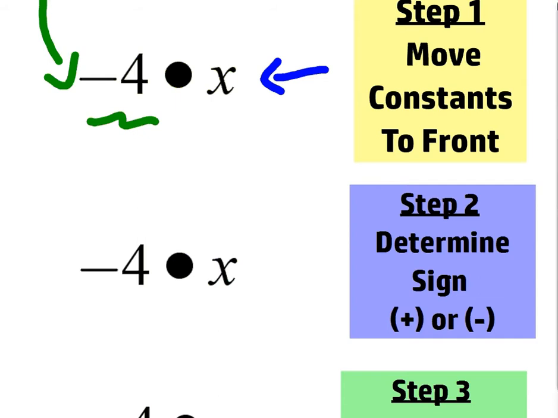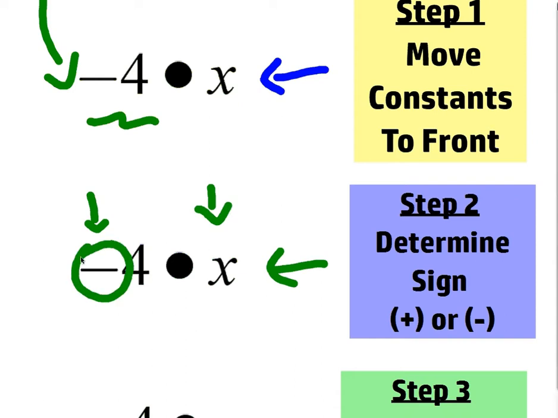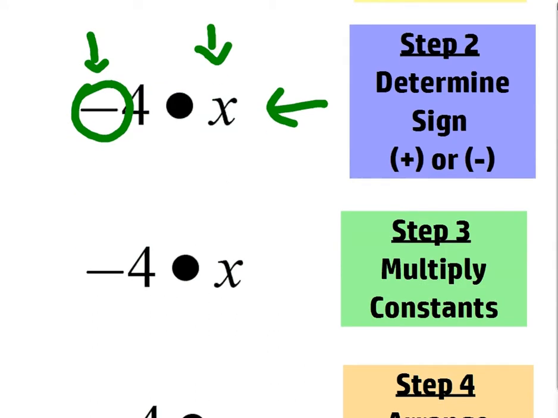Second, step 2, determine the sign. Now we have a negative and a positive, so the sign is going to stay negative. So for this particular example, we don't have to do anything. But actually, a lot of times what you can do is circle how many negatives you have, and that will tell you your sign, which we'll get to in a further example.